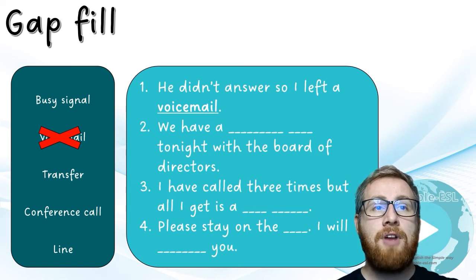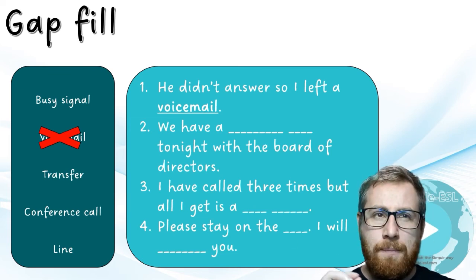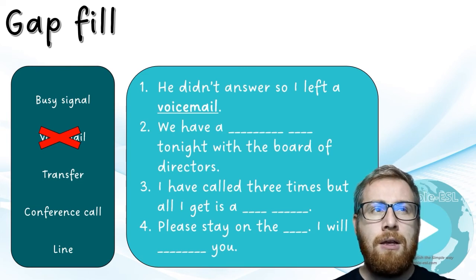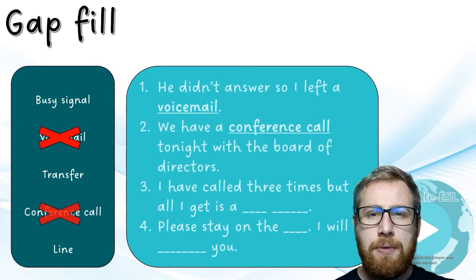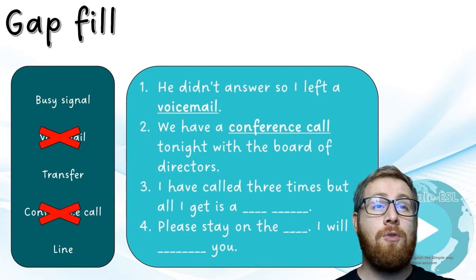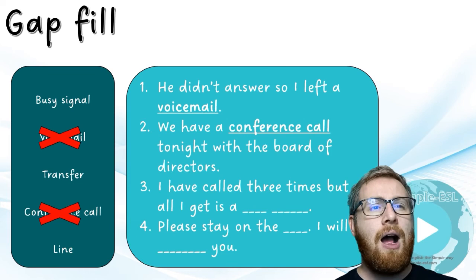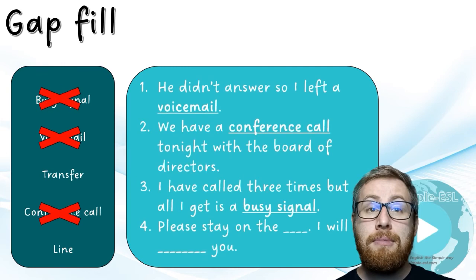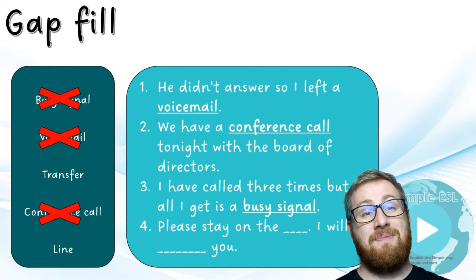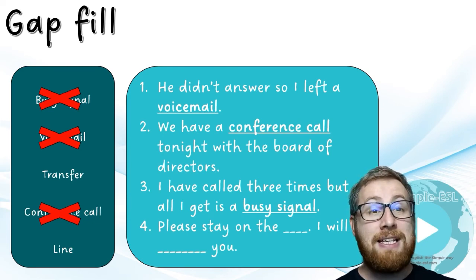We have a conference call tonight with the board of directors. So what could we have with a group of people? It's a group, the board of directors. Well, there's only one thing there for a group. Conference call. We have a conference call tonight with the board of directors. I have called 3 times and all I get is a boop, boop. You know this. It's a busy signal. The person is busy. All I get is a busy signal.